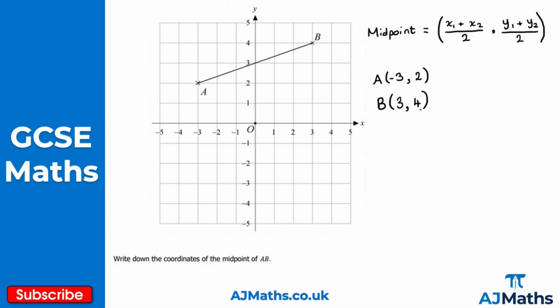Like we said, what we need to do now is average the x coordinates here and average the y coordinates. So for my midpoint here, like we said, all we do is we add the x coordinates together and divide those by 2. That's going to be minus 3 plus 3. We divide that by 2, which we'll evaluate in a moment. Then we do the same for the y coordinates here, so 2 plus 4, and then divide that by 2.